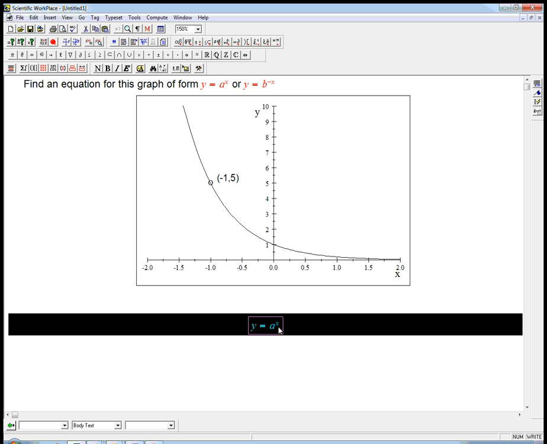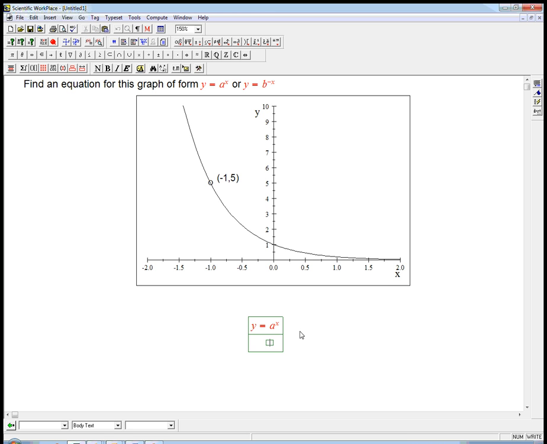Okay, so we're going to just look at our general form. It's basically how you match a model to data. You write down your general model and you put in your data, and you see if there are any unknowns to solve for. 5 equals a to the minus 1. That's equal to 1 over a. Or in other words, a is 1/5. So a equals 1/5, and 1/5 to the x is one way to write it.